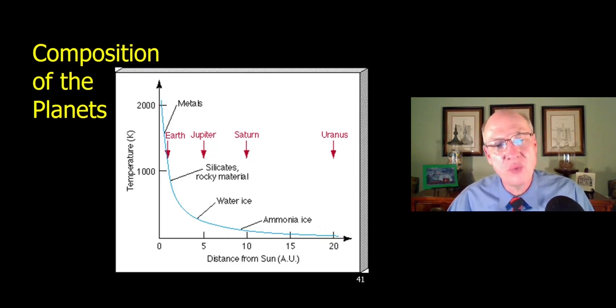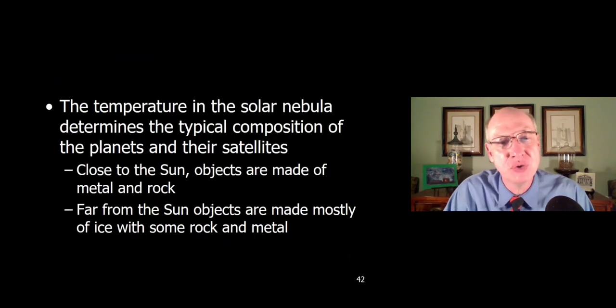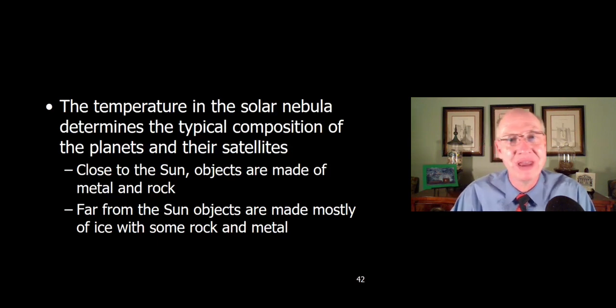So the hard rocky planets formed in the inner solar system because that's all there was for them to form from. Those rocky planets, as those planetesimals collided, there was no ice that they could gather up. There was no hydrogen and helium. It was just too hot in the inner solar system. So the temperature in the solar nebula determined the composition of the planets. Close to the sun, objects are made of metal and rock. Far from the sun, objects are made mostly of ice with some metal and rock.